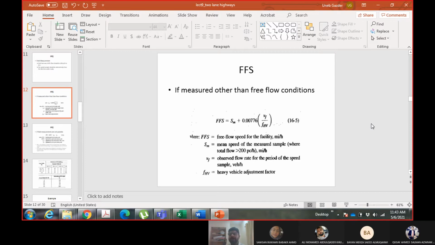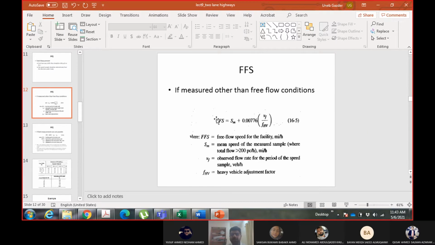Now you can also calculate the free flow speed if the sample is taken in conditions that are not free flow. So you already have a speed sample. Somebody took it, or you took it a while ago, and you don't want to waste it. You want to use it. So you will take that sample and calculate the free flow speed from it. Remember, that sample is not from free flow conditions. You found the speed on the road when the flow was more than 200 passenger cars per hour for both directions.